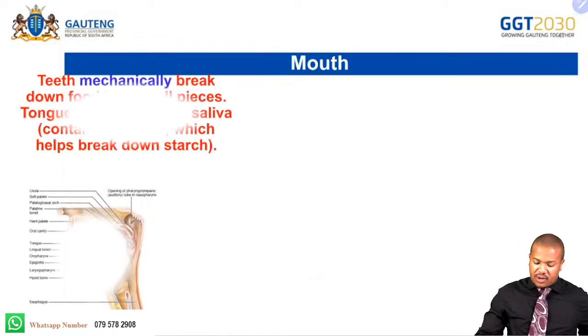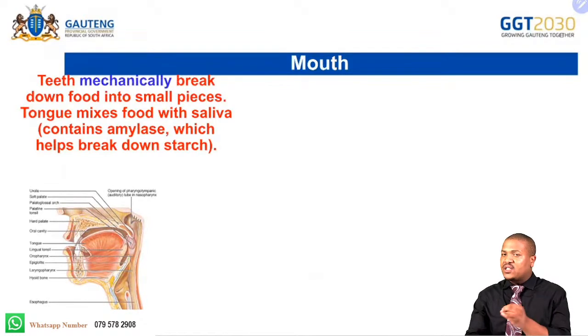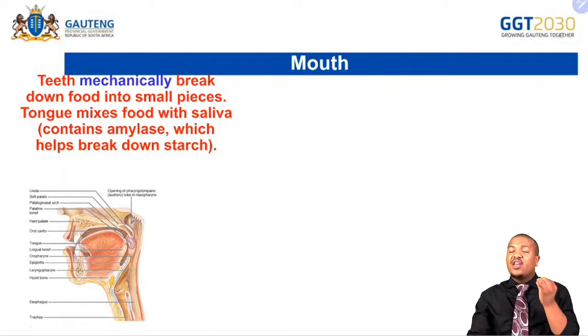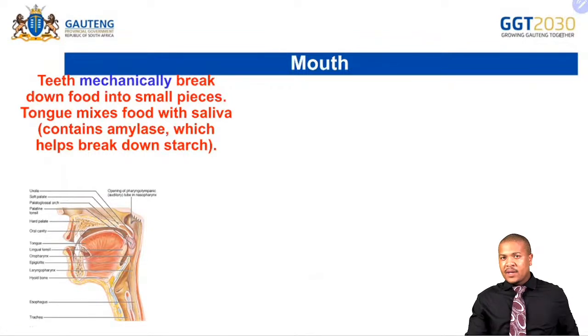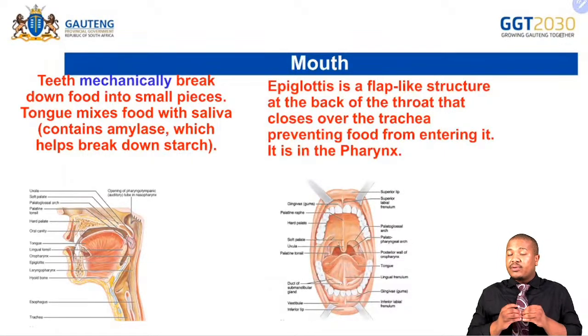Now, starting off with the mouth, right? Let's talk about the mouth firstly. How is it structurally suited for its function? First of all, when you think of the mouth, it has teeth inside it, right? Now, the teeth are there to mechanically break down the food into small pieces. The teeth are different as well, right? We have teeth such as incisors, canines, molars, and premolars, right?